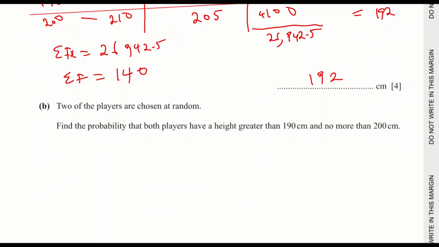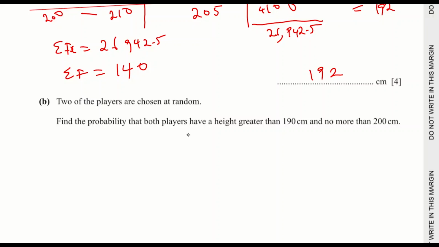2 of the players are chosen at random. Find the probability that both players have a height greater than 190 centimeters and no more than 200 centimeters. Okay, so in this case we are selecting 2 players at random. I want to find the probability that both players have a height greater than 190 centimeters, look at the condition, and no more than 200 centimeters. That is between these 2.